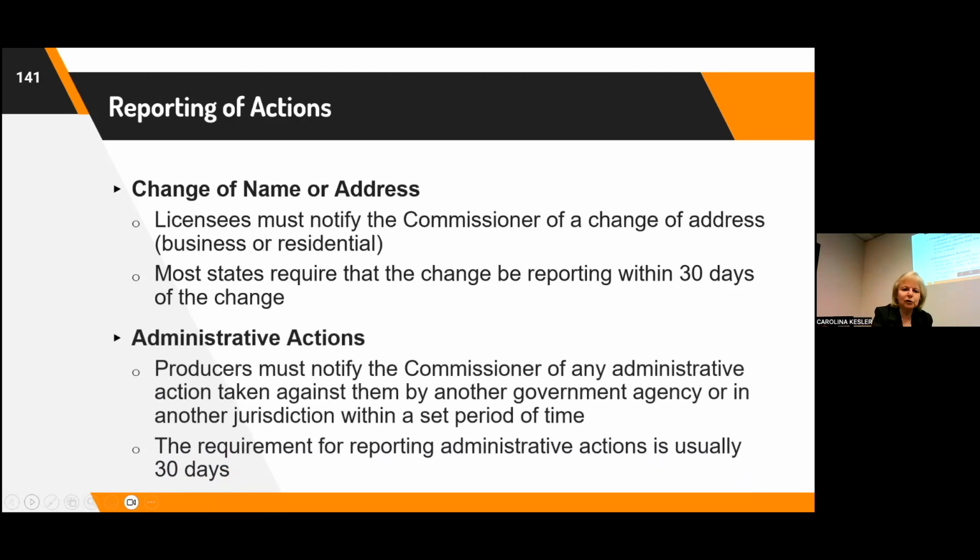Administrative actions. Producers must notify the commissioner of any administrative action taken against them by another government agency or in another jurisdiction within a set period of time. So like I said, if any legal issues come up in your life, not a divorce, they don't care about that. But if you're prosecuted or have a lien or any kind of problem like that, you just call up the home office and ask to talk to compliance, and you tell them what's going on, and they will get you to the right person who's going to help you. Don't put it off, because if you put it off, you'll be in a world of hurt.